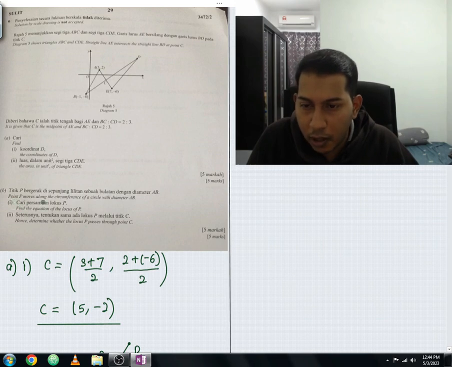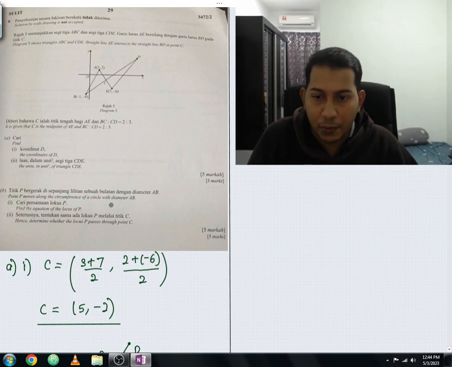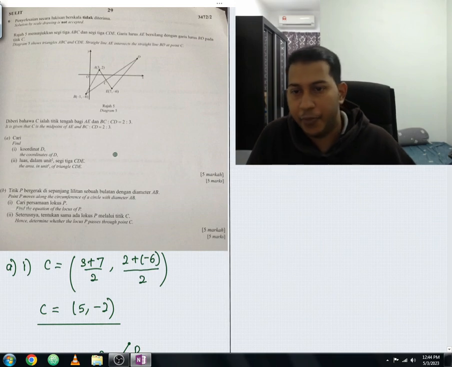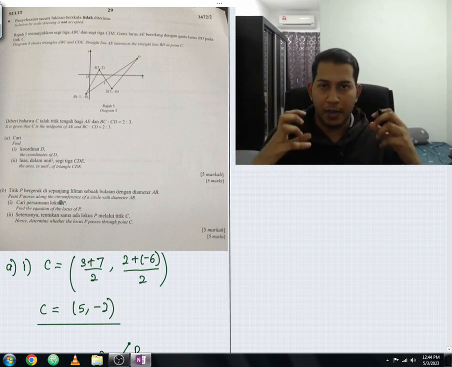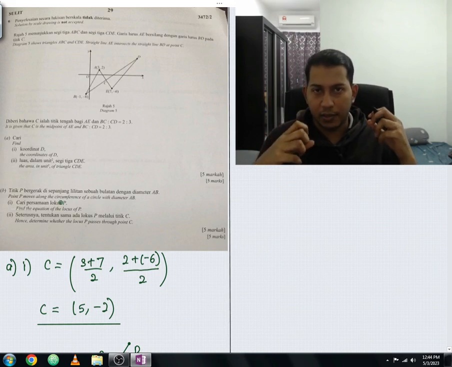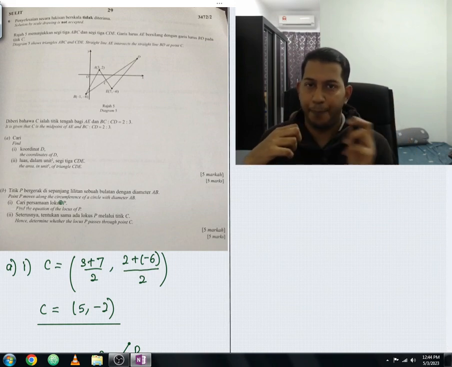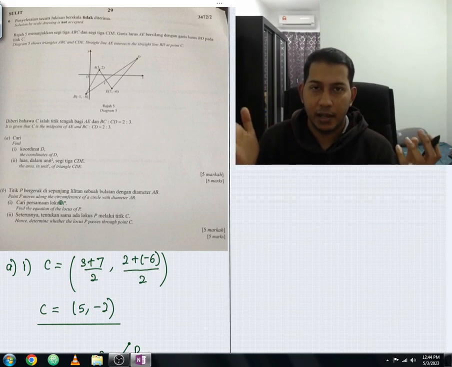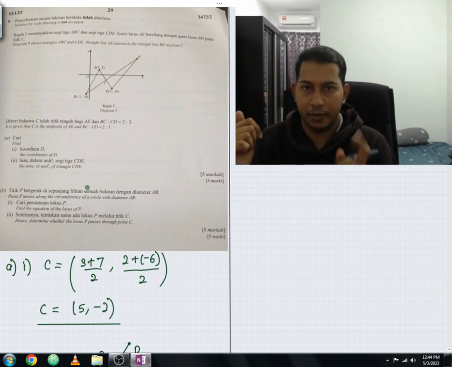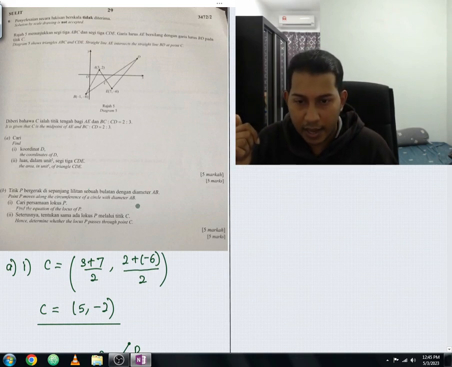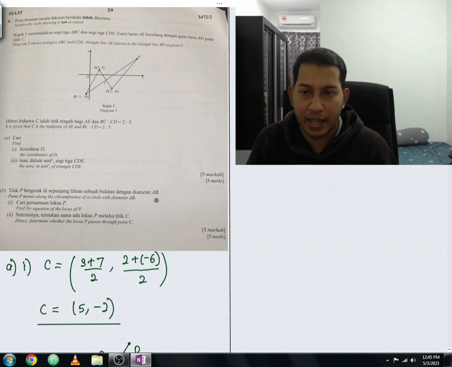Point P moves along the circumference of a circle with diameter AB. They highlight here diameter AB, and then they mention that the point P is moving along the circumference of the circle. So from here we know that our locus is actually a circle. So locus is actually a moving point. From here it is moving in a circular direction, which has the diameter of AB. So what is the diameter AB? So this is the diameter AB.